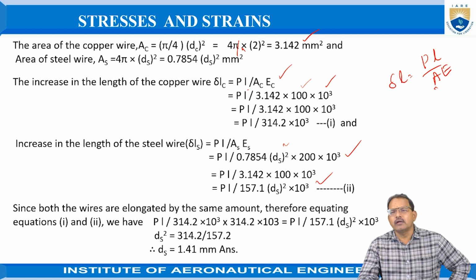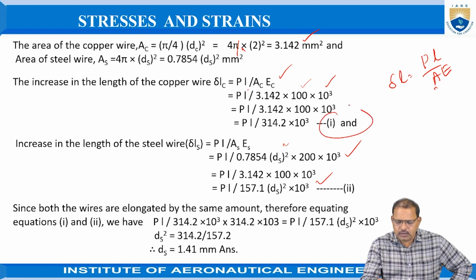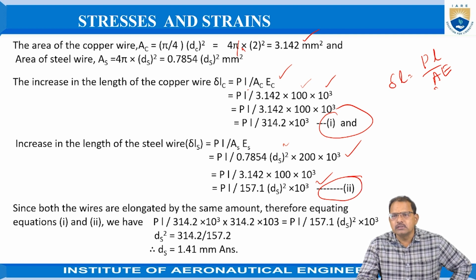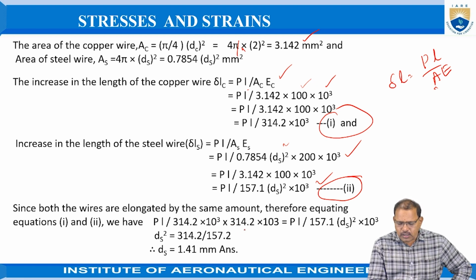Since both wires are elongated by the same amount, equation number 1 and 2 are the same. That is, the left hand side is the same, hence the right hand quantity is also the same. So from this equation we get P into L divided by 314.2 into 10 to the power of 3, which is equal to PL divided by 157.2 into ds square into 10 to the power of 3.